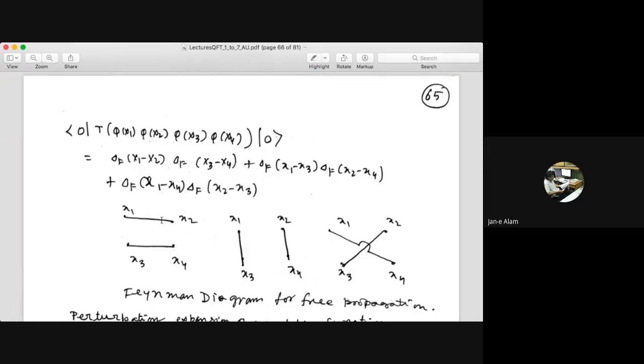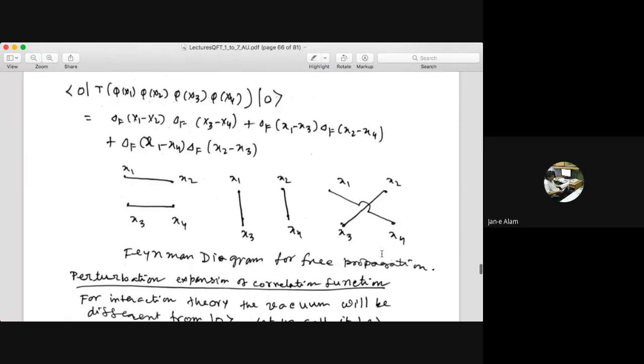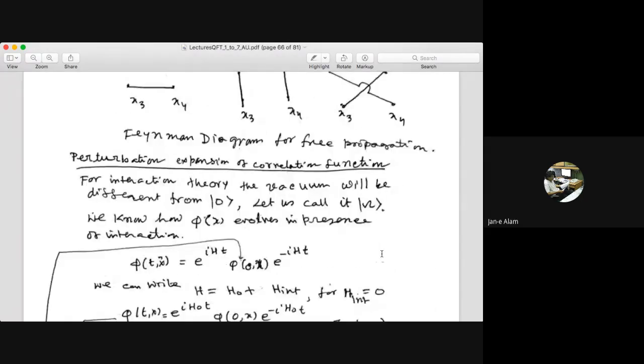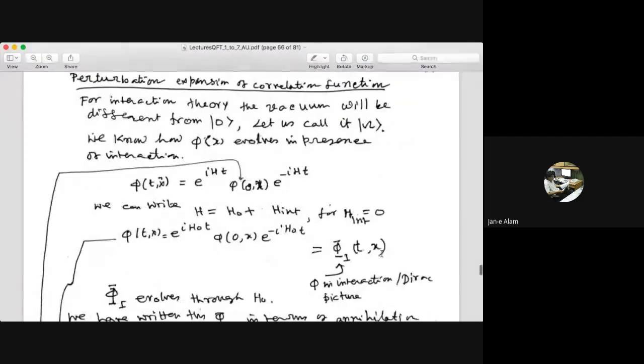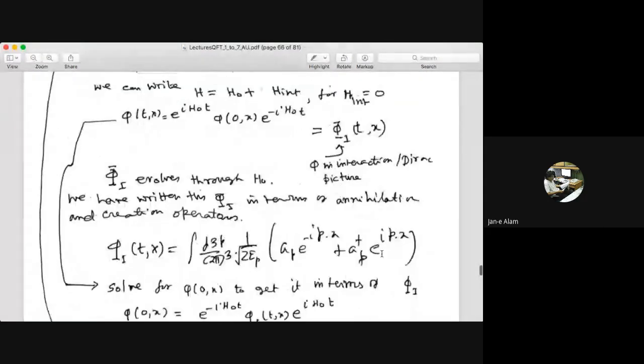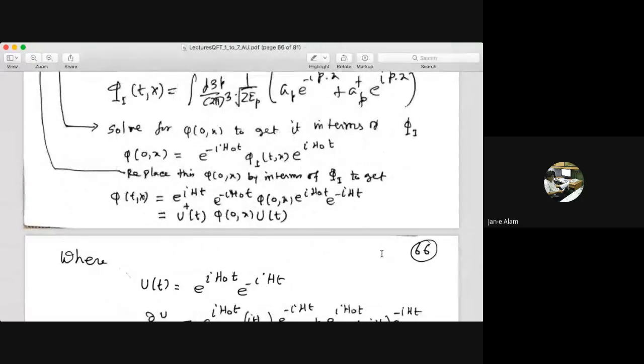But since we have not introduced any interactions, these 2 lines are not talking to each other. Similarly, this term will indicate the propagation from x1 to x3, and the other one from x2 to x4. Similarly, this is x1 to x4 and x2 to x3. Now, all these things we have discussed. Today I am going to introduce you to the Feynman diagrams.